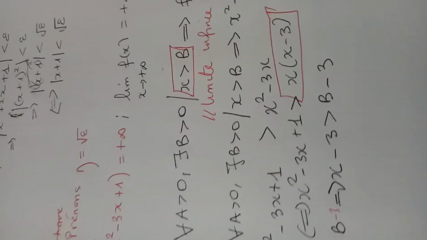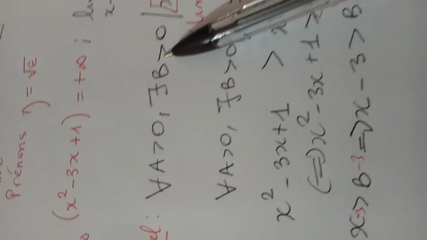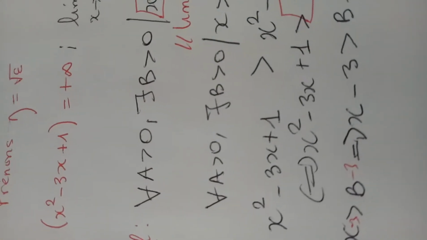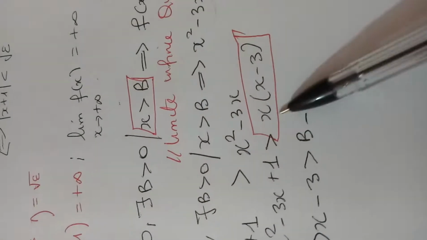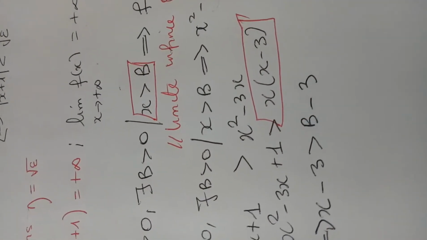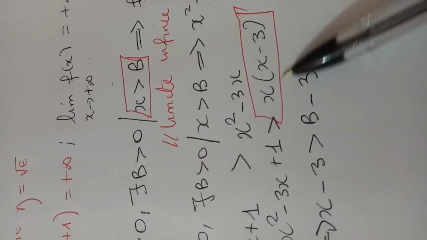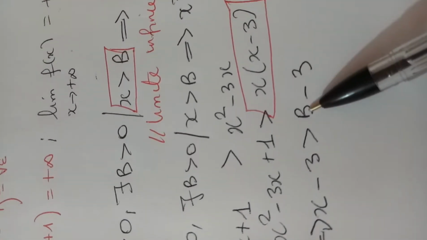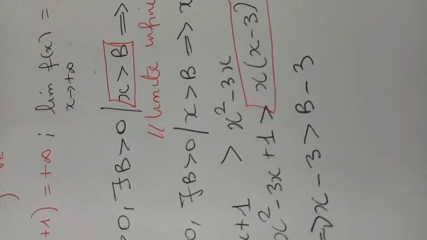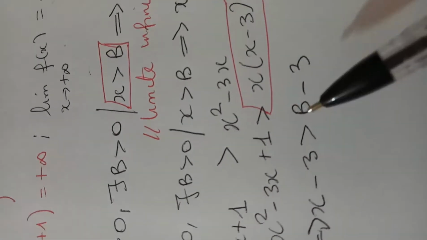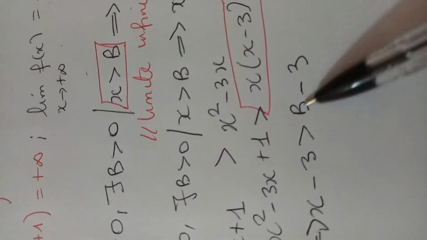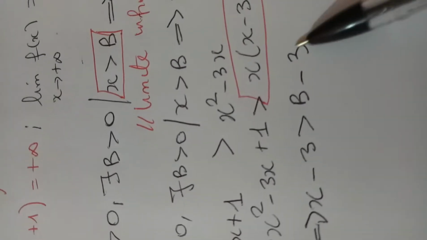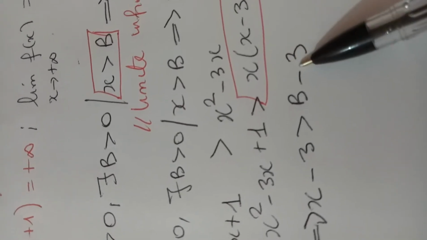And b is greater than 0. B is not greater than or equal to 0, but b is strictly greater than 0. So my b here has to be a number greater than 0. And what can make this to be greater than 0 as well? If I take b to be 1, it's going to be negative. B to be 2, negative. B to be 3, it will be 0, but it will make this to be 0, and that's not what we want. So we're going to take b to be greater than 3.